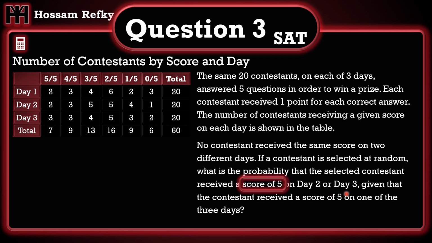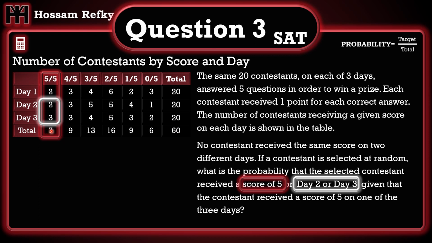So first we have a score of 5, so this column here, then it's day 2 or day 3. Now this is given, this is not random, given that the contestant received a score of 5 on one of the 3 days. So it's here. So the total will be the 7, not the 60, no, it will be the 7.